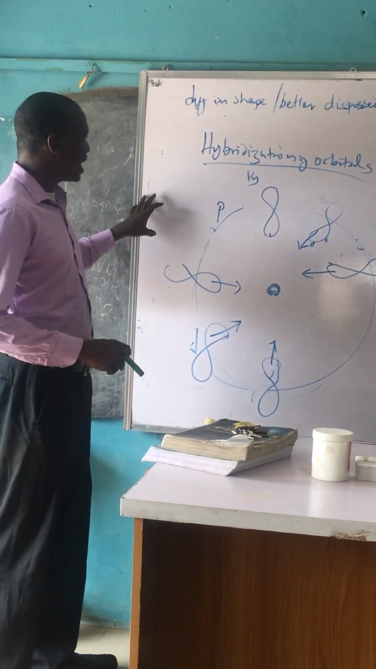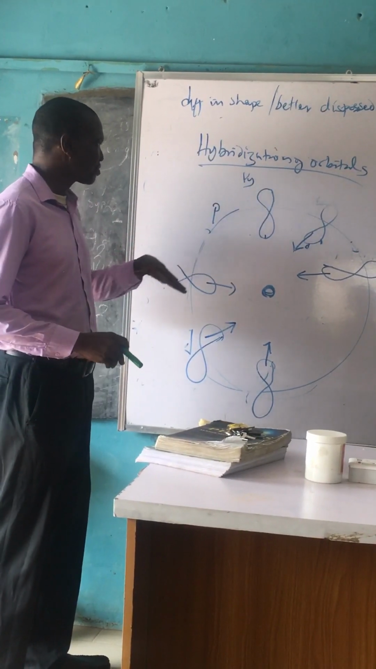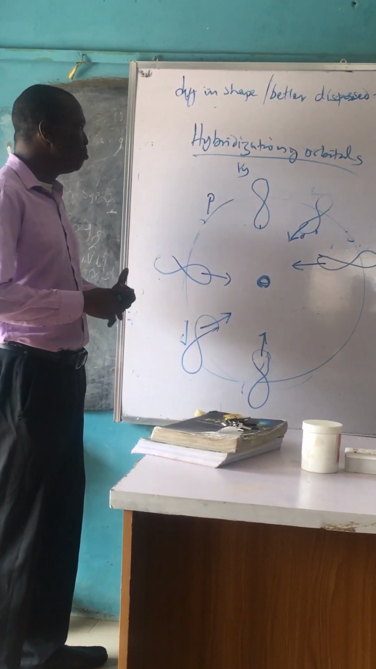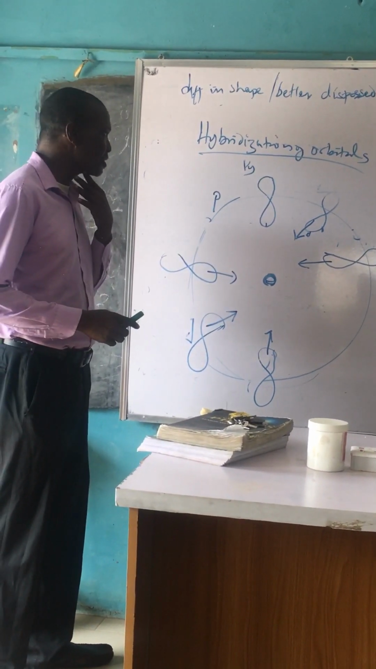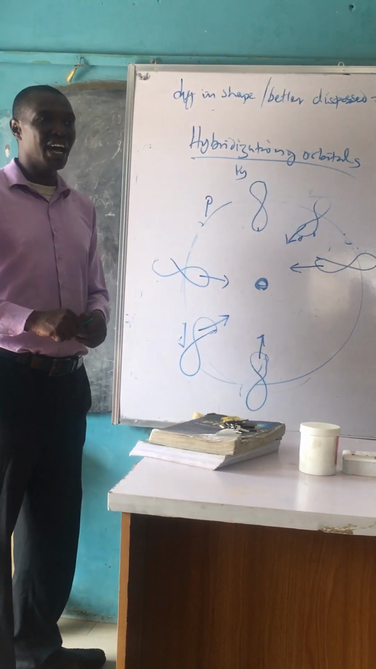Now we are looking at hybridization of orbitals: what happens when we mix the s orbital and the p orbitals at a particular energy level.